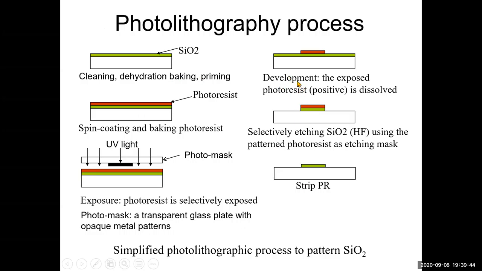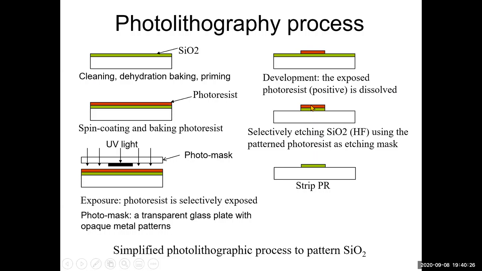Then next step is development. After exposure, we want to develop the photoresist. In this step, the exposed photoresist is dissolved by a chemical solution called a developer. Now we can see the pattern is transferred from the photomask to the photoresist. The exposed photoresist, right here, is dissolved. Unexposed photoresist remains.